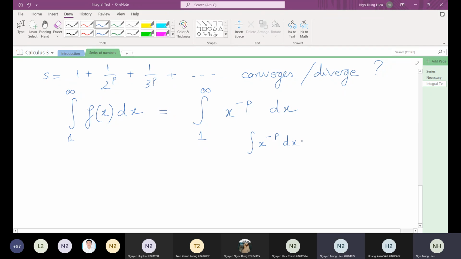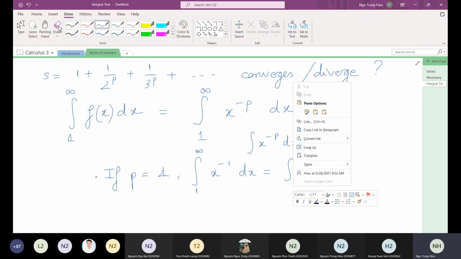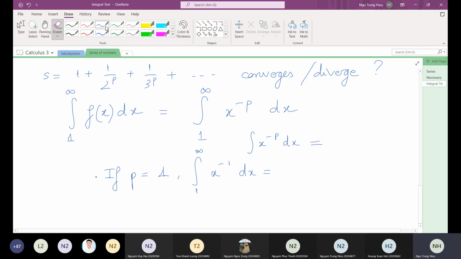If p is equal to 1, then it's the natural logarithm of x. Say it again. So we consider the case if p is equal to 1 and p is different from 1. If p is equal to 1, it's the natural logarithm of x. That's very good. The integral of x to the minus 1 dx equals log of x, and it diverges, right?